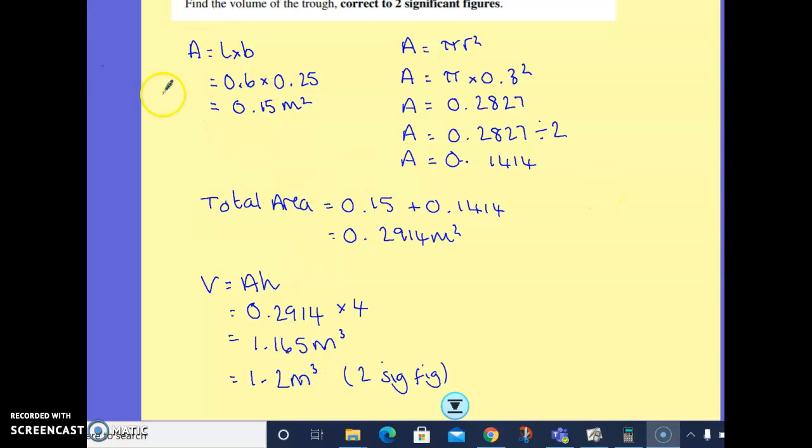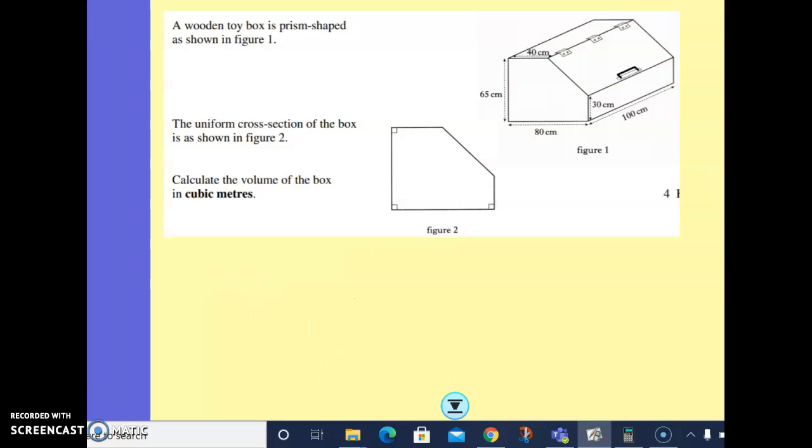Okay, we'll try a second question then. So our next question here, we've got a wooden toy box. It's in the shape of a prism. Here is the uniform cross section, so that's the part that we can push all the way through. And we want to find the volume of the box in cubic metres. Big hint there in the question. We want this final answer in cubic metres. All my lengths here are in centimetres. Easiest way is to convert that straight away and just have them all in metres to start with.